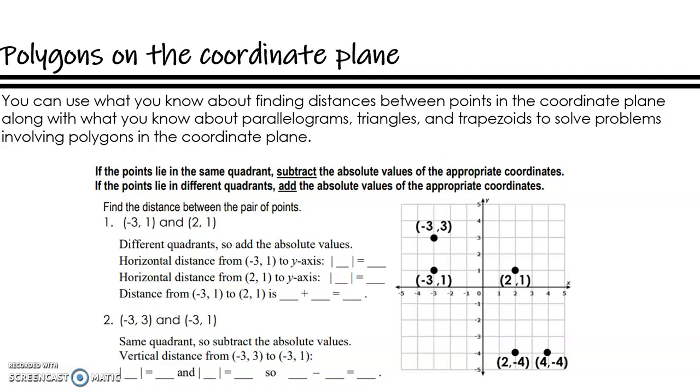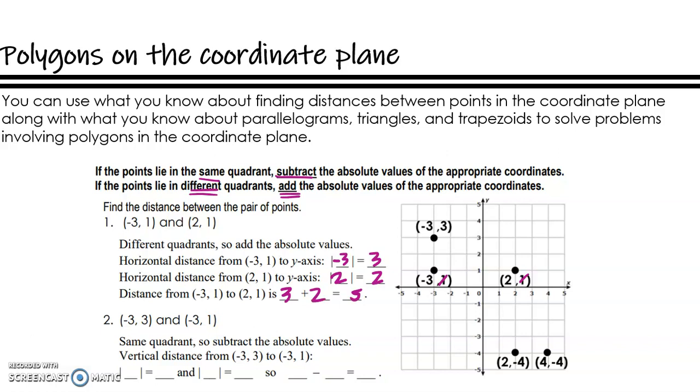If the points are in the same quadrant, you subtract their absolute values: same, subtract. If they're different, like just a second ago, we add their absolute values. So this one wants us to find the distance between (-3, 1) and (2, 1). Again, you ignore the numbers that are the same, and these are in different quadrants. So we find the absolute value of -3 and the absolute value of 2. Remember, that just means the distance from 0, and we add those to give us 5.